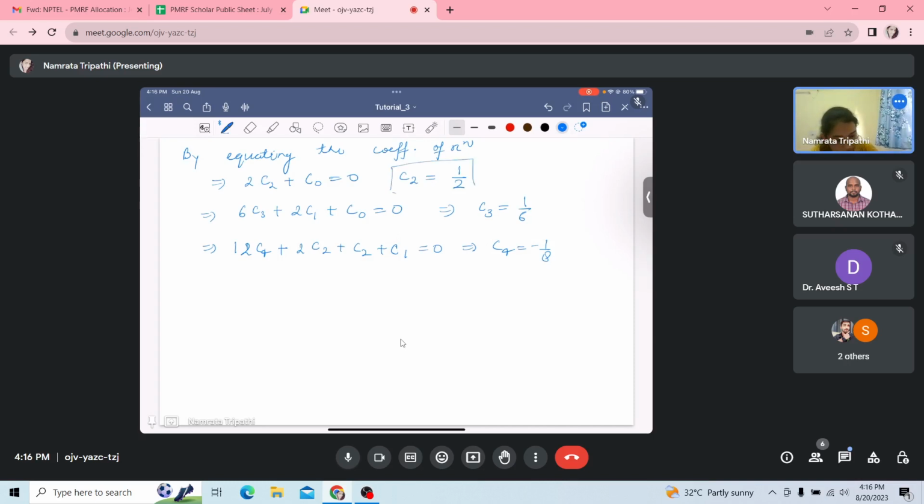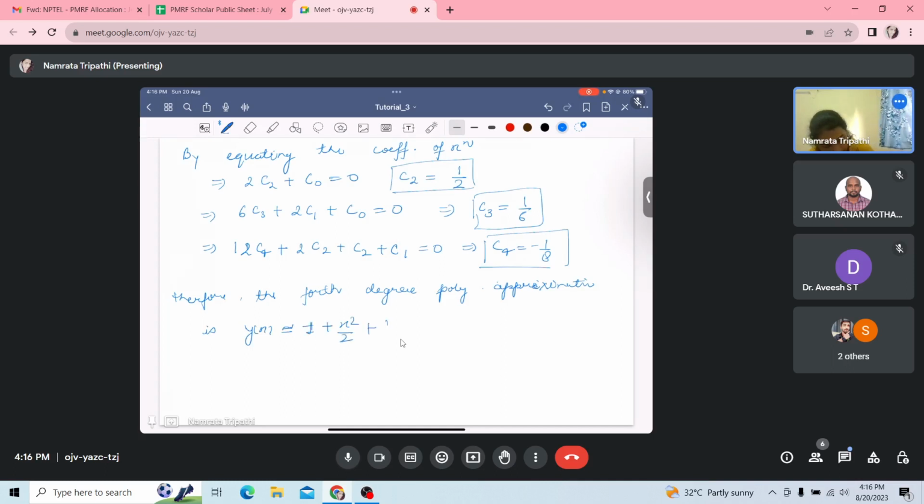So here are the values of C2, C3, C4. Therefore the fourth degree polynomial, which is the approximate power series solution of the given differential equation, is -1 plus x squared by 2 plus x cube by 6 minus x to the power 4 by 8. Is there any doubt in this question? Please tell me, is there any doubt?